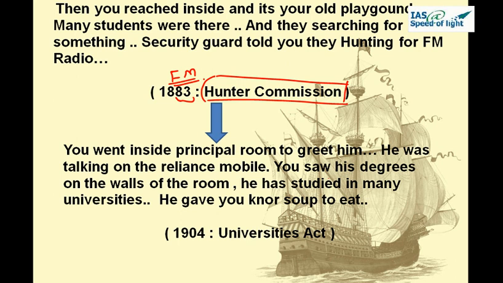So what we want to remember here is first thing is Reliance. He was talking on Reliance mobile and it becomes Relic Commission. Relic Commission, Indian Universities Act, right? And then he offered you the Nor soup to eat, and fourth is Nor soup.